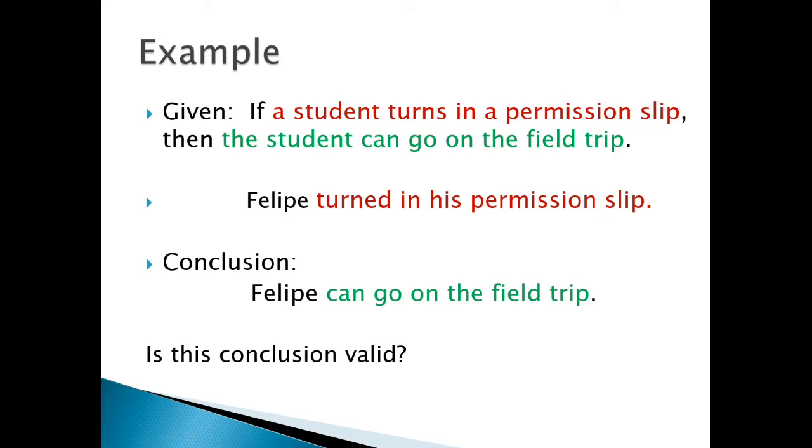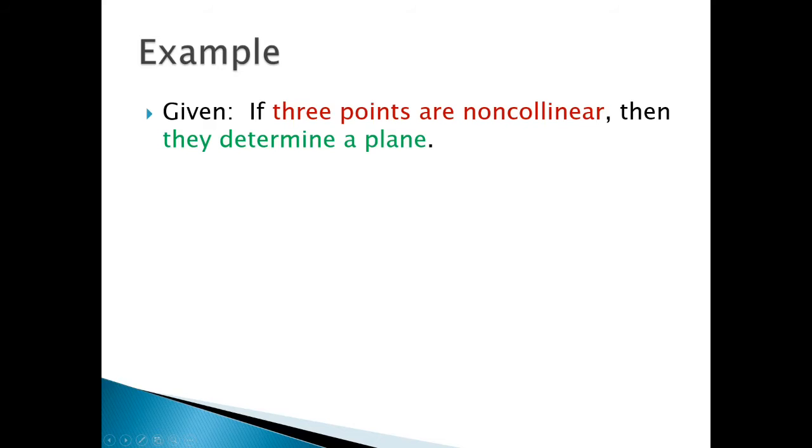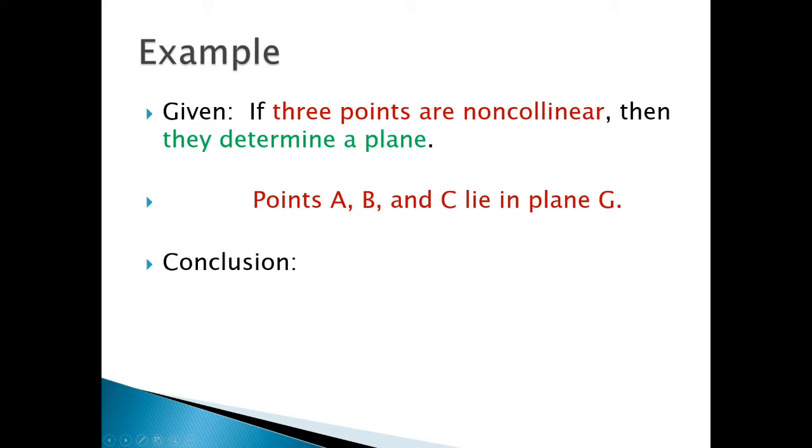And then we have to ask, is this conclusion valid? And because my hypotheses match and my conclusions match, this is a valid conclusion. Here's my example. Here's a statement that we know that says if 3 points are non-collinear, then they determine a plane. That's a definition we learned in chapter 1. My next piece of information is points A, B, and C lie in plane G. Because we know that points A, B, and C are in the same plane, and we know that 3 non-collinear points make up a plane, the conclusion we can draw is that points A, B, and C are non-collinear.